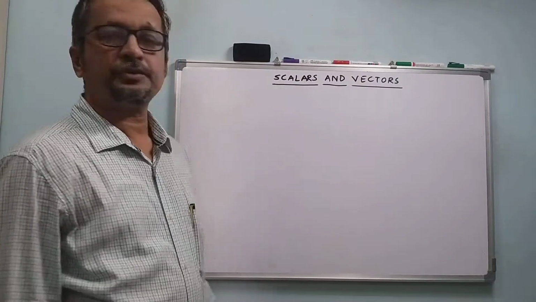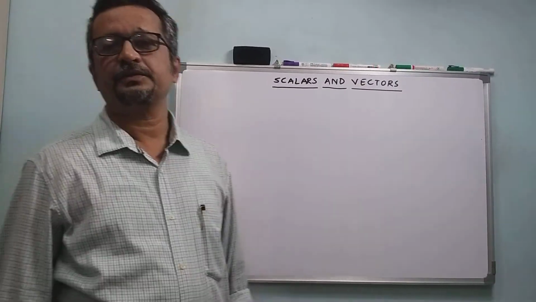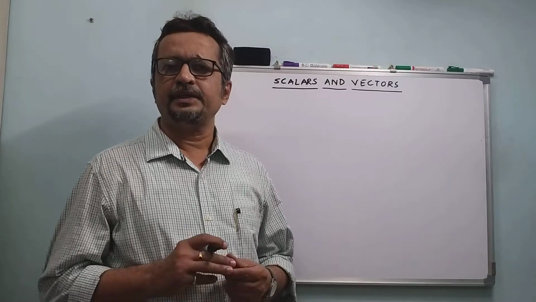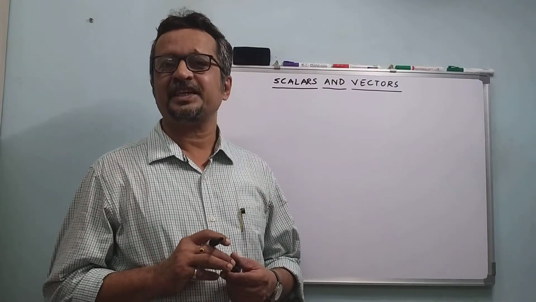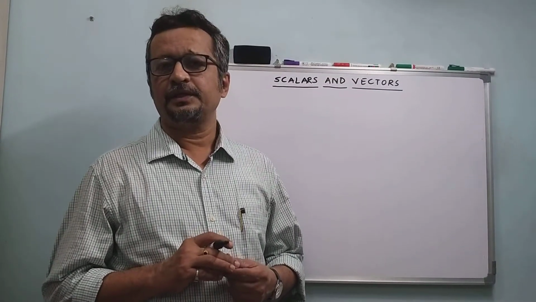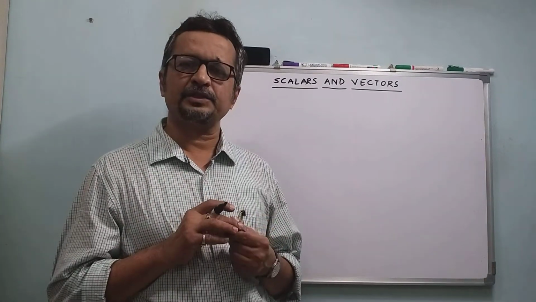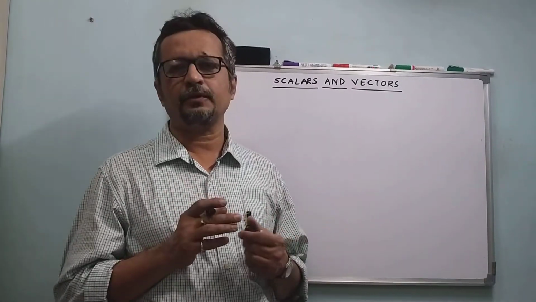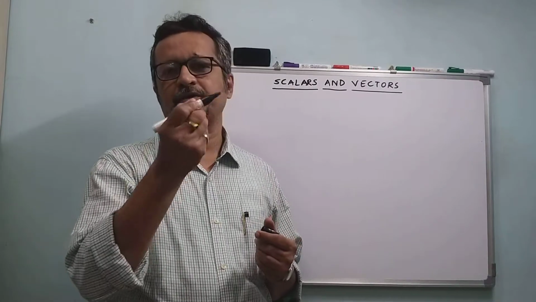In this video we are going to talk about scalars and vectors. Physical quantities can be scalars as well as vectors. Now what are scalars and what are vectors? There are some quantities like mass of an object or length of, let's say this marker again, right?